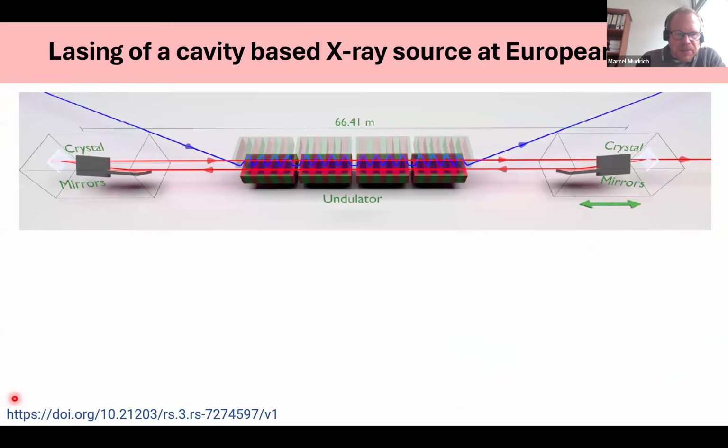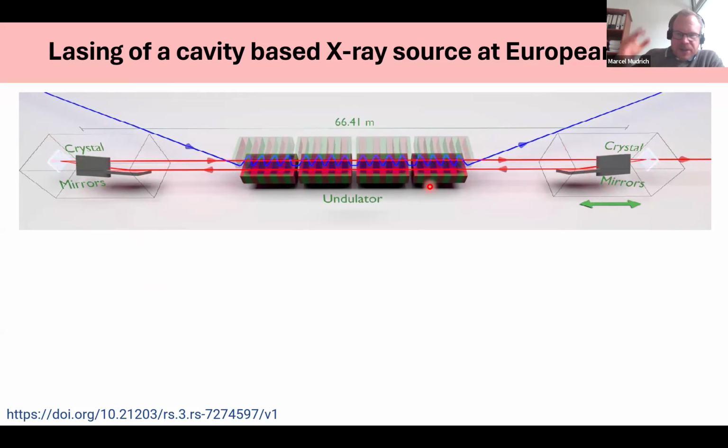This is a preprint where you can read about this project. It's not even published yet. What was realized at the European free electron laser very recently is real laser operation for an X-ray free electron laser, by building a laser cavity around the undulator and getting real laser activity, just as so far it has only been possible in the infrared or in the terahertz regime.